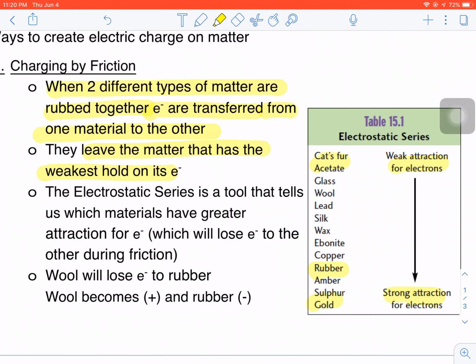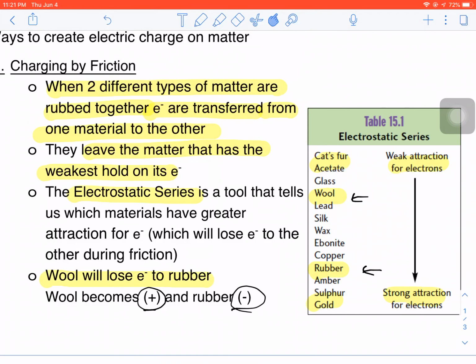So the electrostatic series here, just like our periodic table, is a series that we never memorize. We just use it. We have it handy, and it's always there when we're doing electrostatics. Now, if I've got a rubber balloon and I rub it on my woolen sweater, the rubber, which is further down the list, will steal electrons from the wool, and the rubber will become negative, and the wool will become positive.